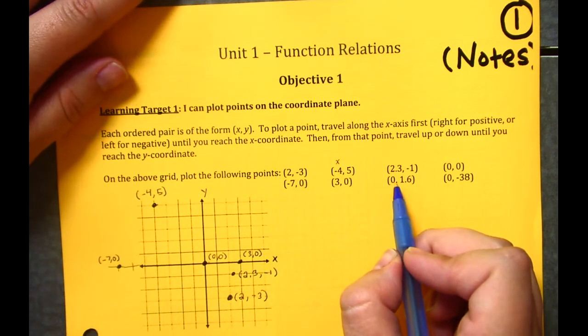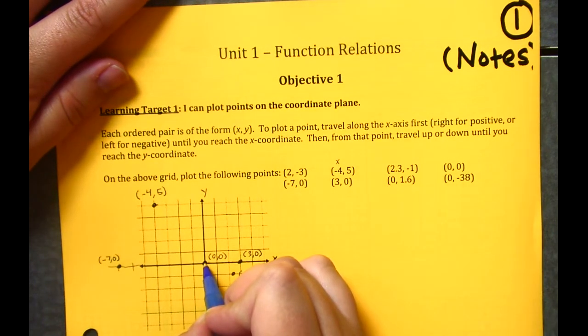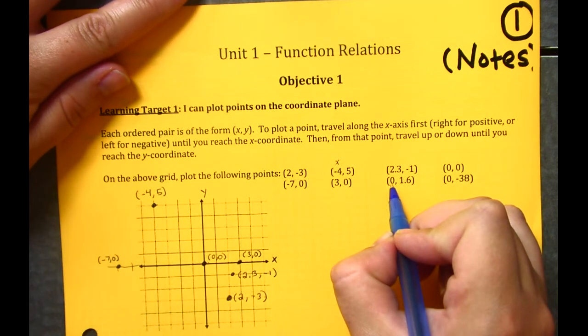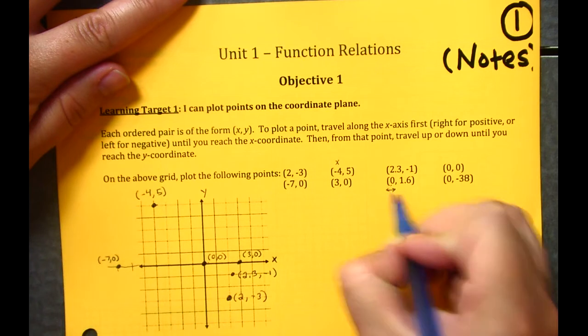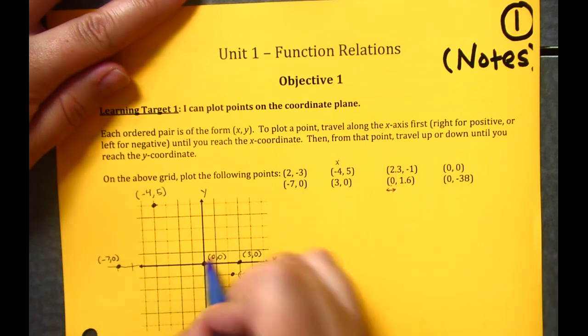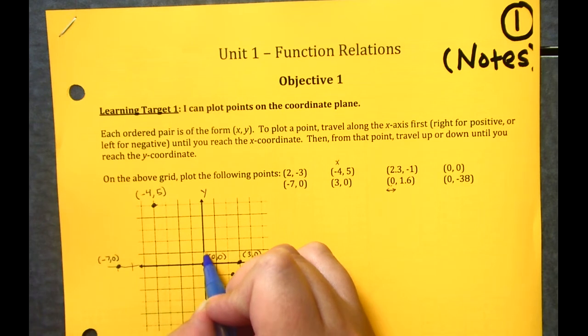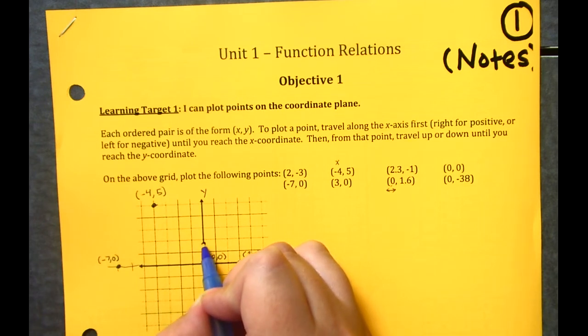(0, 1.6). That means that I don't go over at all because remember, the x-coordinate tells you how much you go left or right, which in this case is none, so I stay right here. And then 1.6 is positive, so I go up 1.6, which happens a little bit more than halfway between 1 and 2.